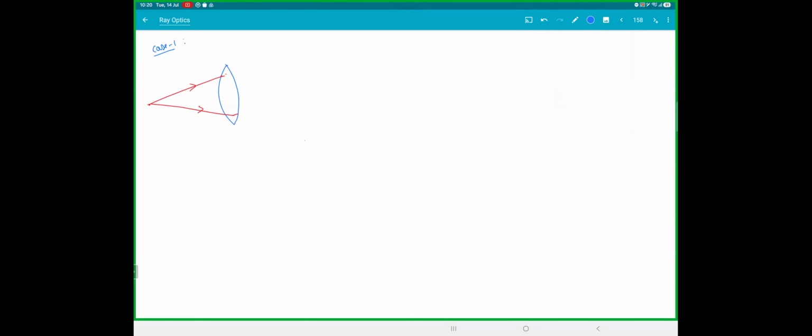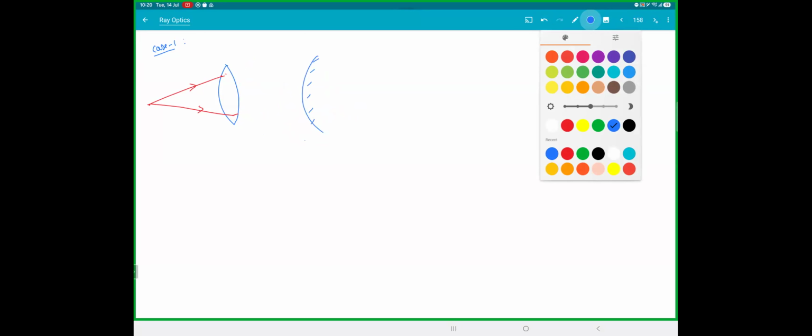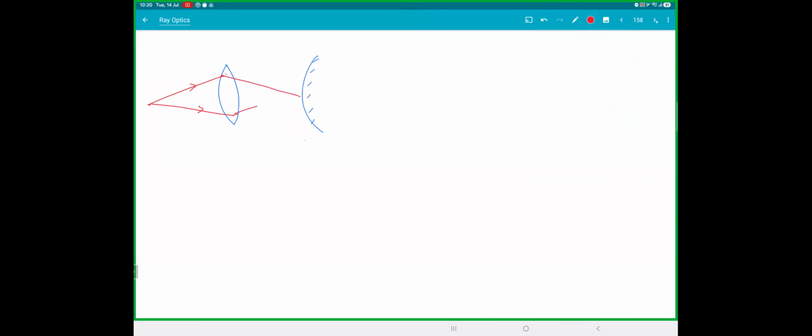So case one, the image falling at the center, cannot happen. The only other possibility is falling at the pole. So 15 centimeters, that's the only answer. So X is 15 centimeters. The image cannot form at the center of the mirror because the radius of curvature is 20 centimeters. So you won't get the second answer.